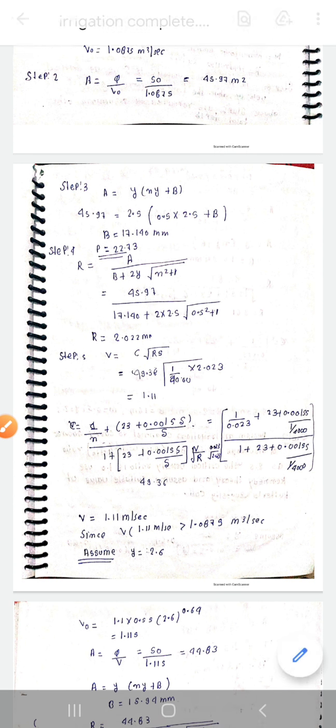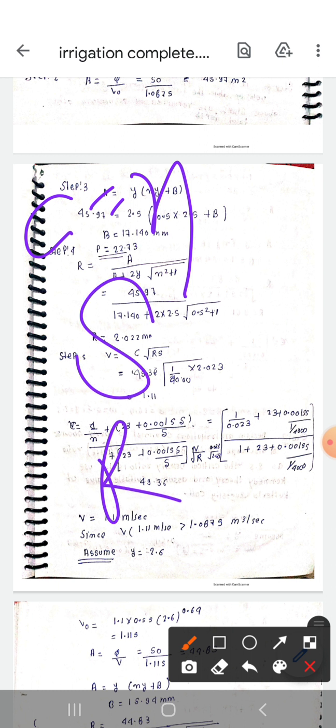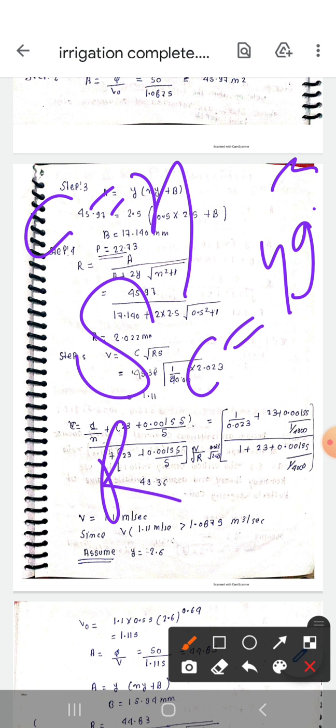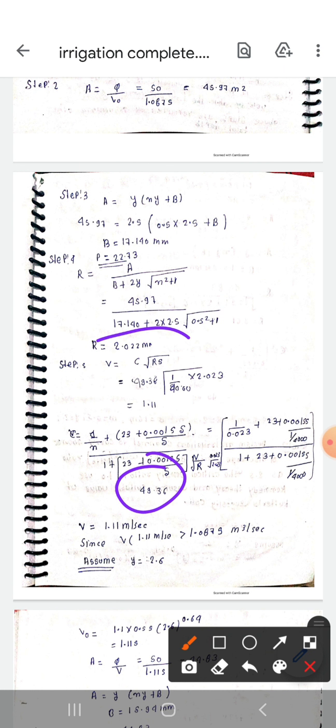So in the fifth step we have to calculate the actual velocity using Chezy's formula. So we need to calculate the Chezy's constant. For that we need eta. Eta is given in the question, slope is given in the question, R we have already calculated. So by putting all these values in Kutter's formula, we'll get C as 49.36, Chezy's constant. And by putting this value of Chezy's constant in the formula V equals C root of RS, we can calculate the actual velocity, which comes out to be 1.1.